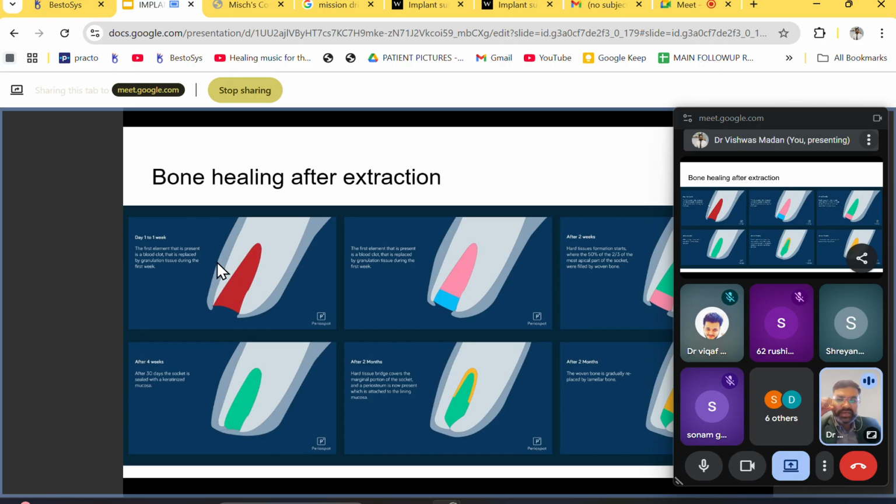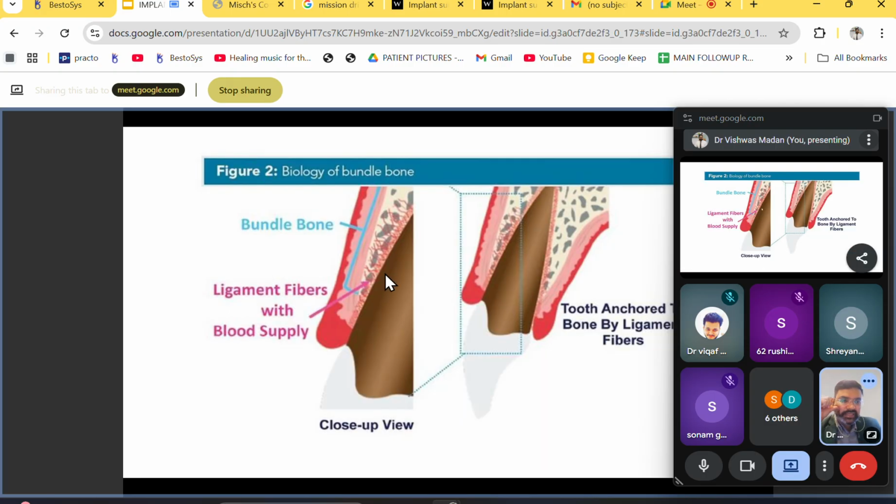Sir, do we need to take the screenshots of this, or will you be sharing the PDF? No, I will share it later. Okay, don't worry. Okay, sir. Yeah.